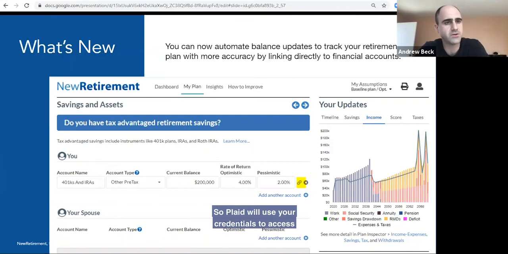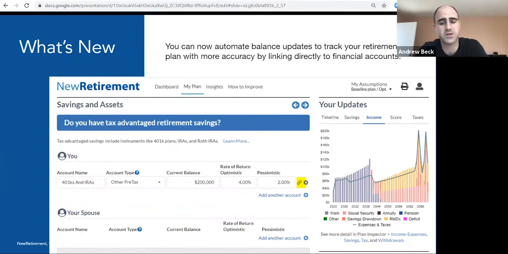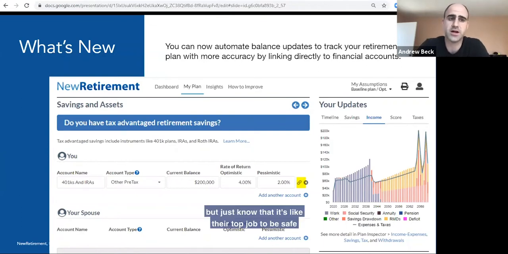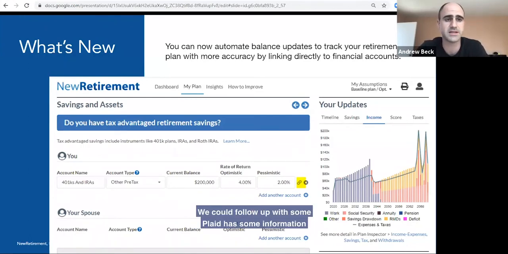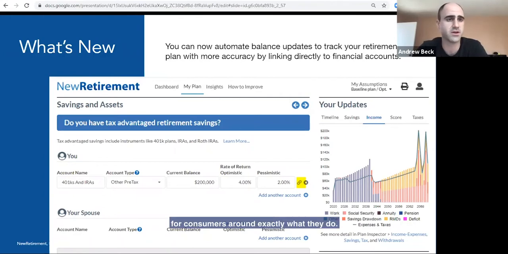So Plaid will use your credentials to access, and I believe they will have to store them, so there is a third party there somewhere, but just know that it's their top job to be safe and secure and responsible with this. They've never been hacked to my knowledge. I trust them fully and completely. I use a bunch of products with Plaid, but certainly if you're not 100% comfortable with it, totally understand. Plaid has some information for consumers around exactly what they do. I might be able to drop a couple links for everyone to take a look after this.